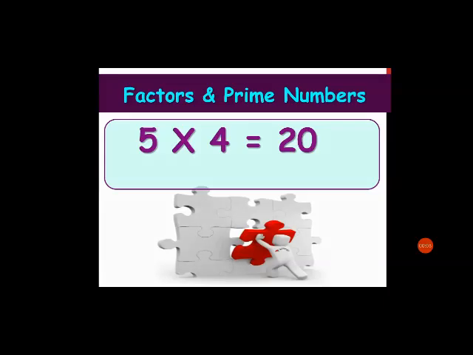Today, inshallah, we are going to study a new lesson about the factors and the prime numbers. So here, if you see this example, 4 times 5 or 5 times 4, we always call, if you remember, the 20, we call it the multiple of 4 and 5. And we also call it divisible. The number 20 is divisible by 4 and 5. What about the 5 and 4? We call them just simply factors.